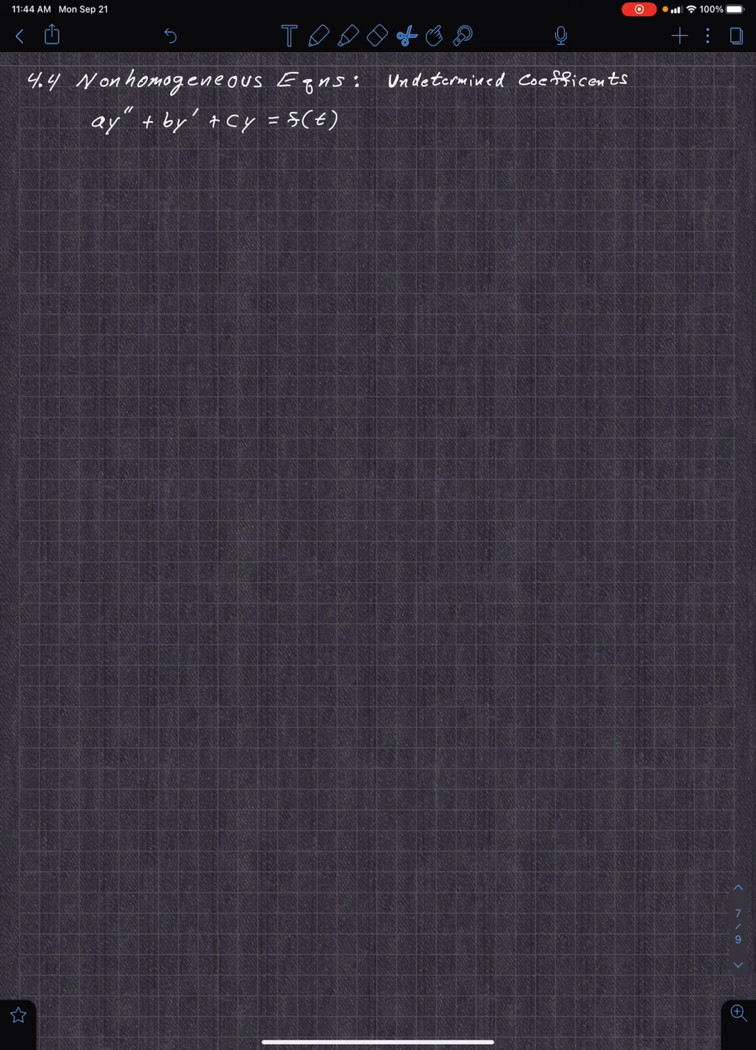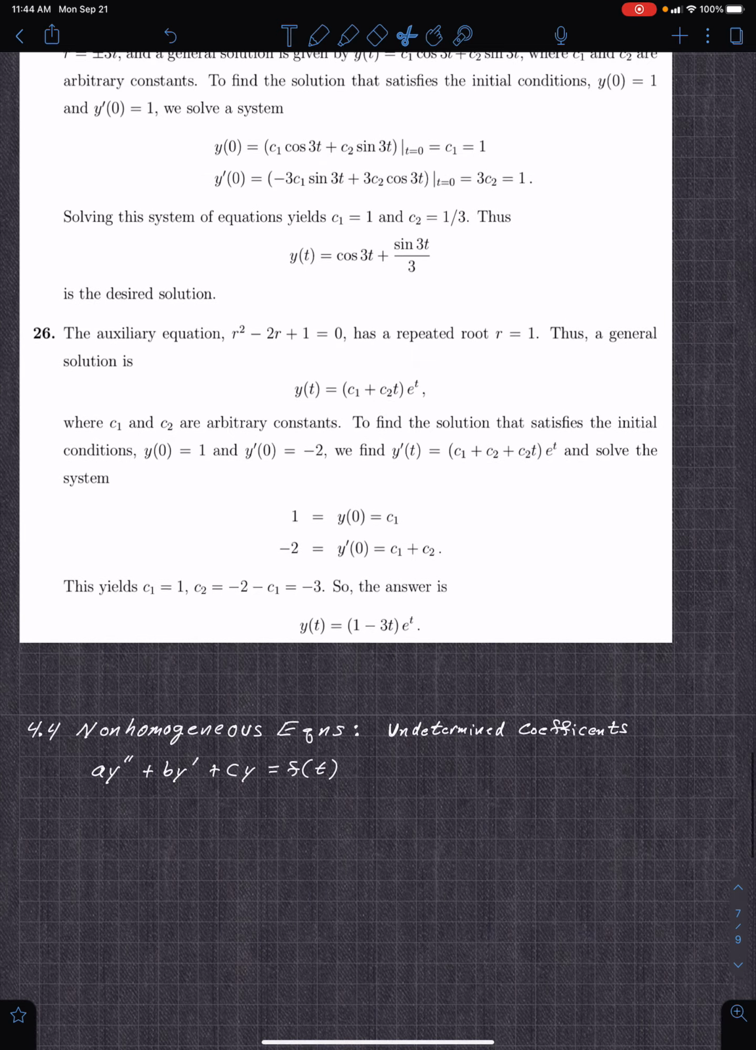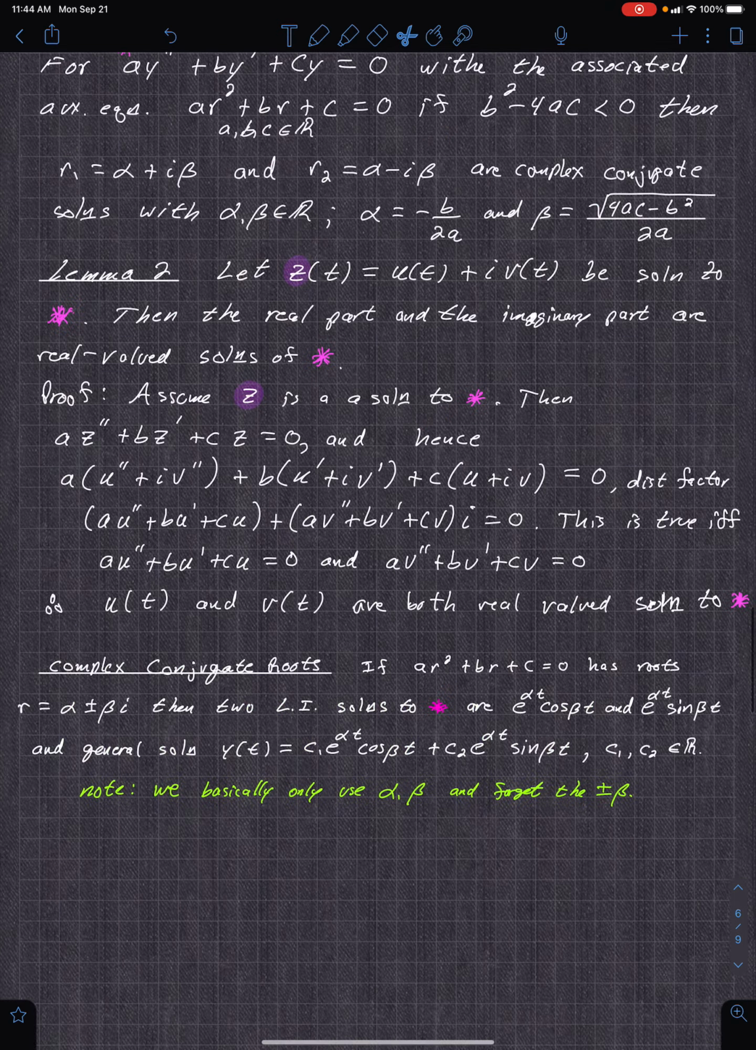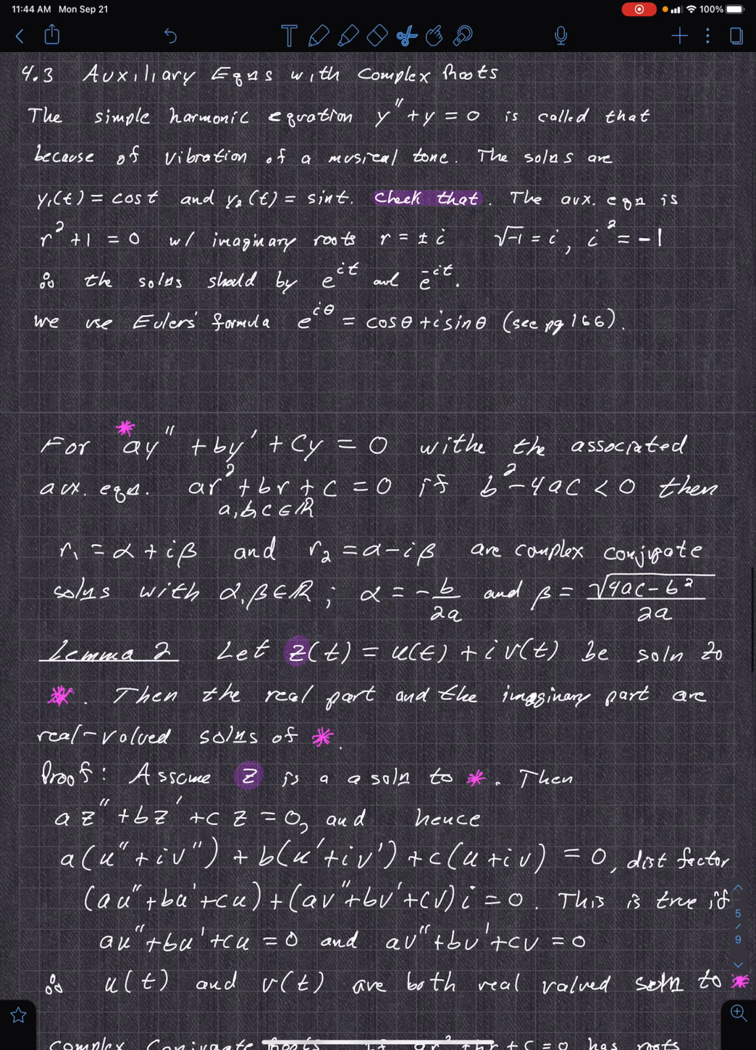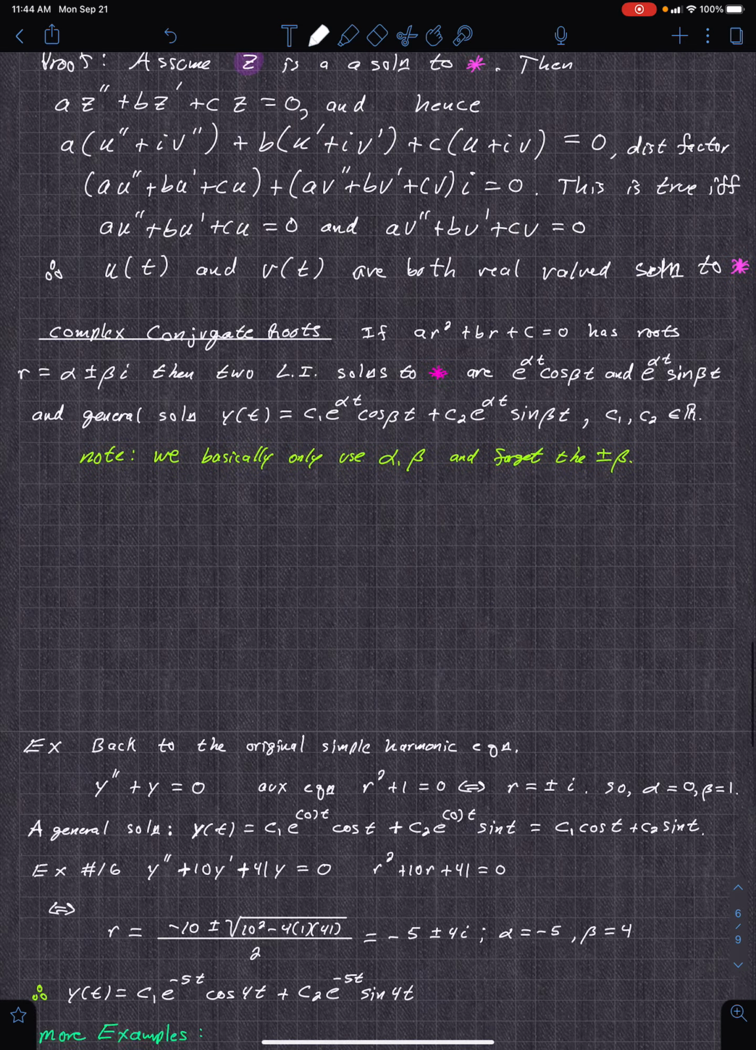We will be going on to 4.4, which will be on non-homogeneous equations with undetermined coefficients, or the process of finding undetermined coefficients. Just a quick recap back here. 4.3 was the complex root case for the auxiliary equation, and we looked at that. So I went through all this stuff.